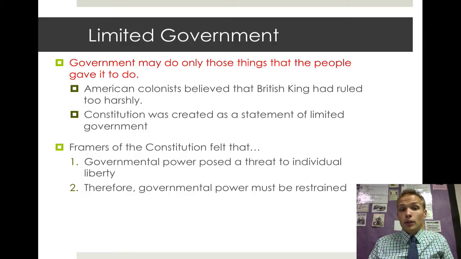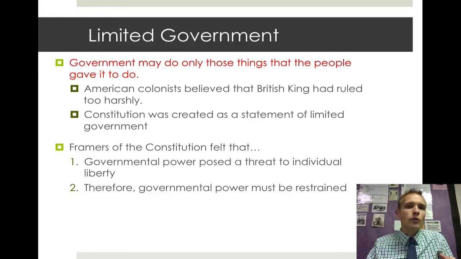The American colonists believed that the British king had ruled too harshly. That's why they broke away. And so they were trying to construct a way that limited that possibility of a harsh, tyrannical king, is how they saw it. So, government power posed a threat to individual liberty. That's what they had realized from King George, and so they had to find a way to control government's power.